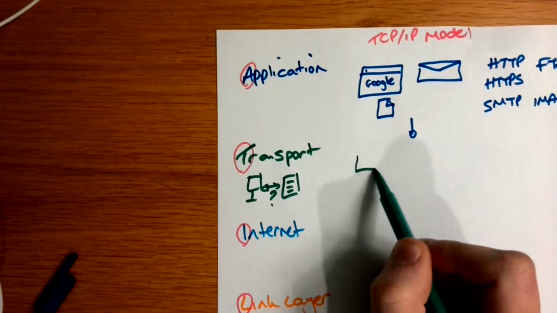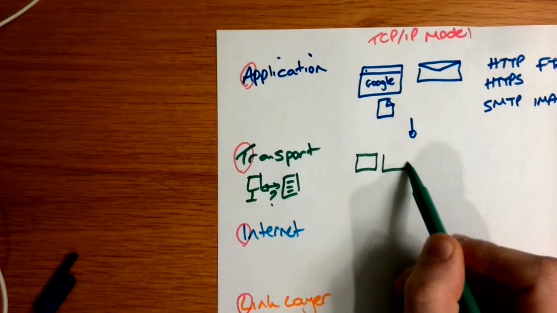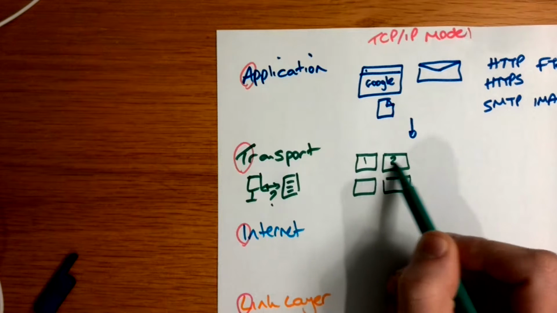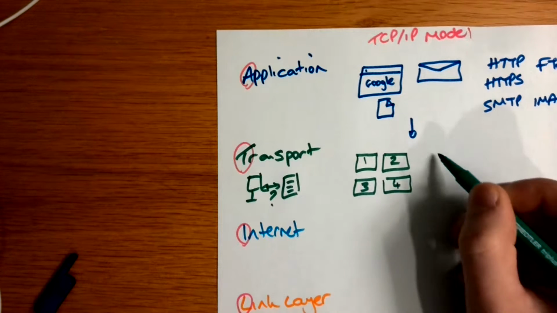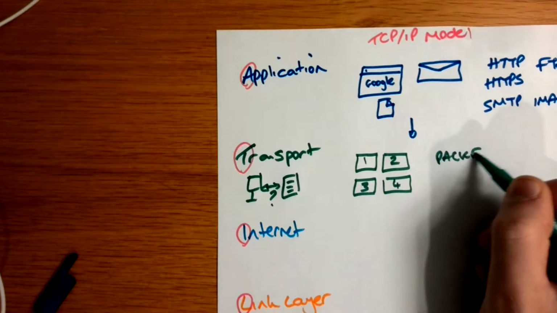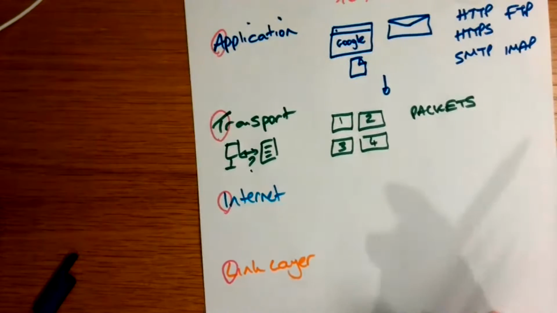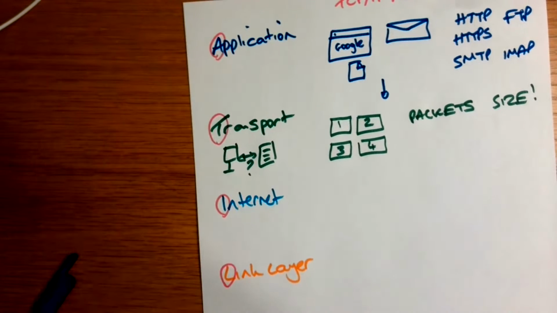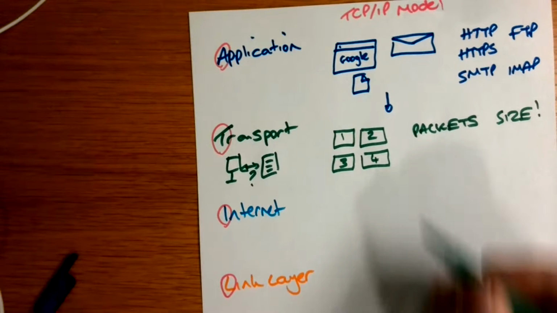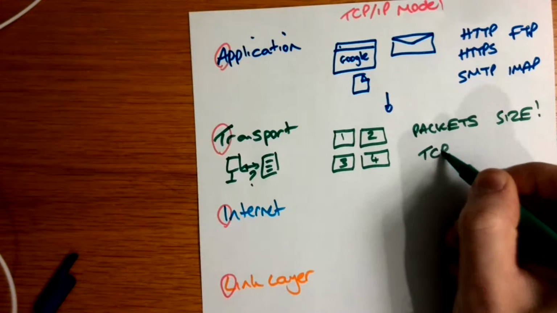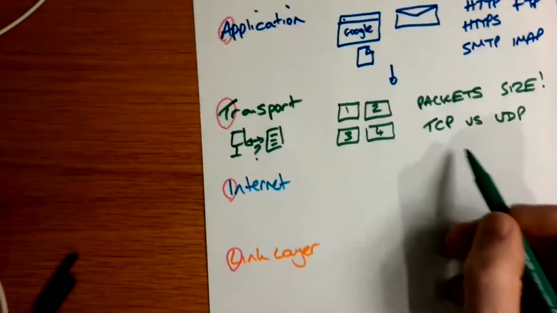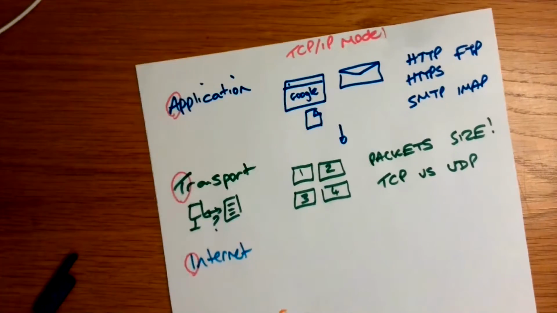Let's say we've got our email. We're going to break that email down into packets of data. 1, 2, 3, 4. So we've got our packets. We've decided the size of our packets, and now we need to decide how those packets are going to be sent. And we have 2 options here. We have TCP and we have UDP. The difference between TCP and UDP, I'm just going to break down on another sheet.